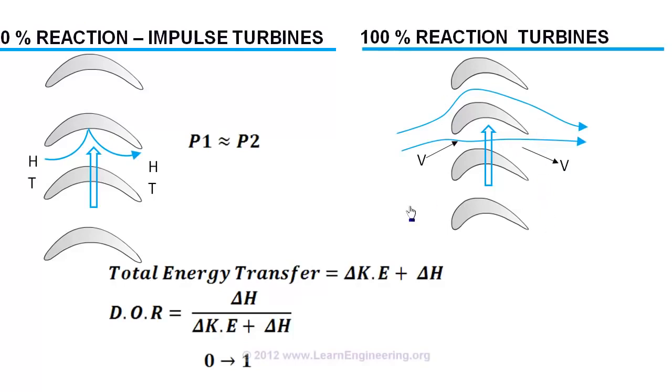A practical steam turbine will be a compromise of these two cases. People usually use a 50% reaction turbine, known as Parsons turbine.